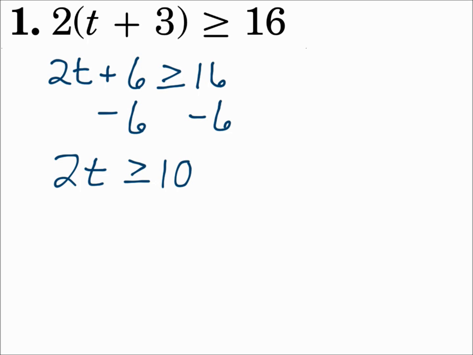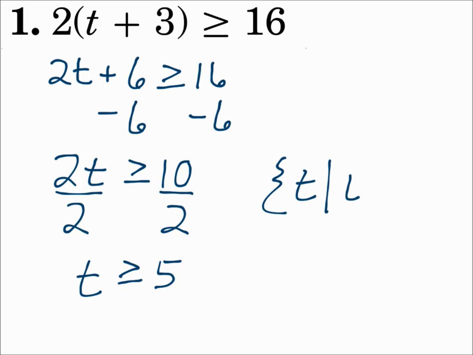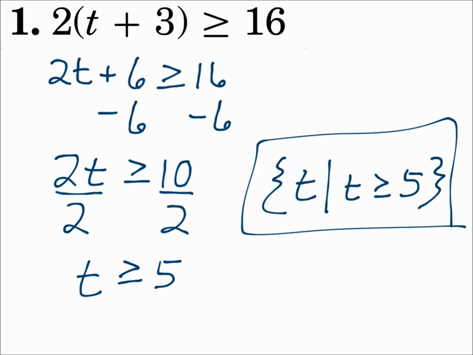Finally, multiply or divide. That's a t times 2, so do the opposite and divide by the 2. You get t is greater than or equal to 5. All t such that t is greater than or equal to 5. Just remember with these, if you can distribute, do that first.